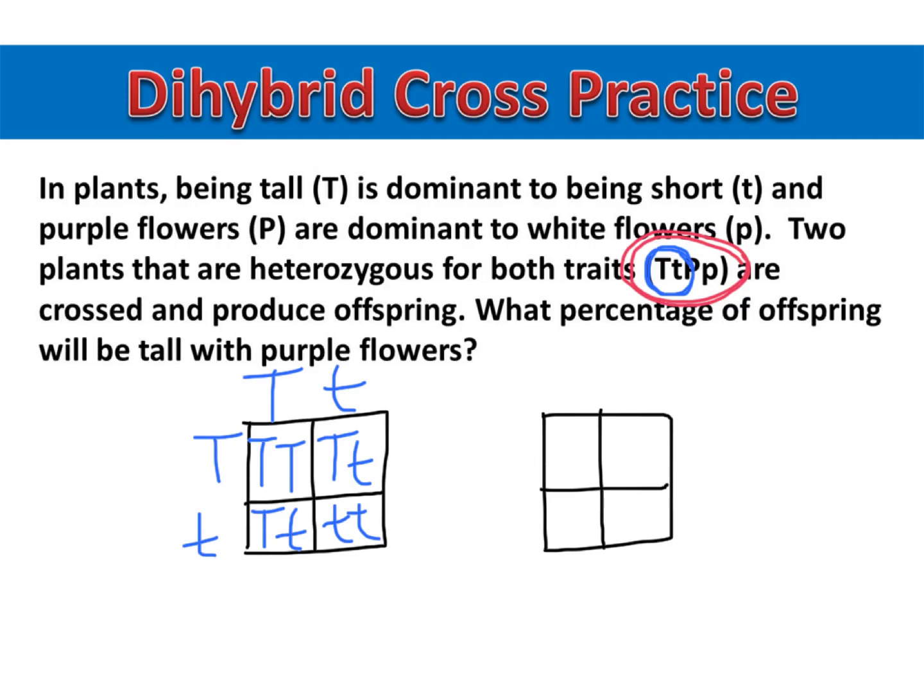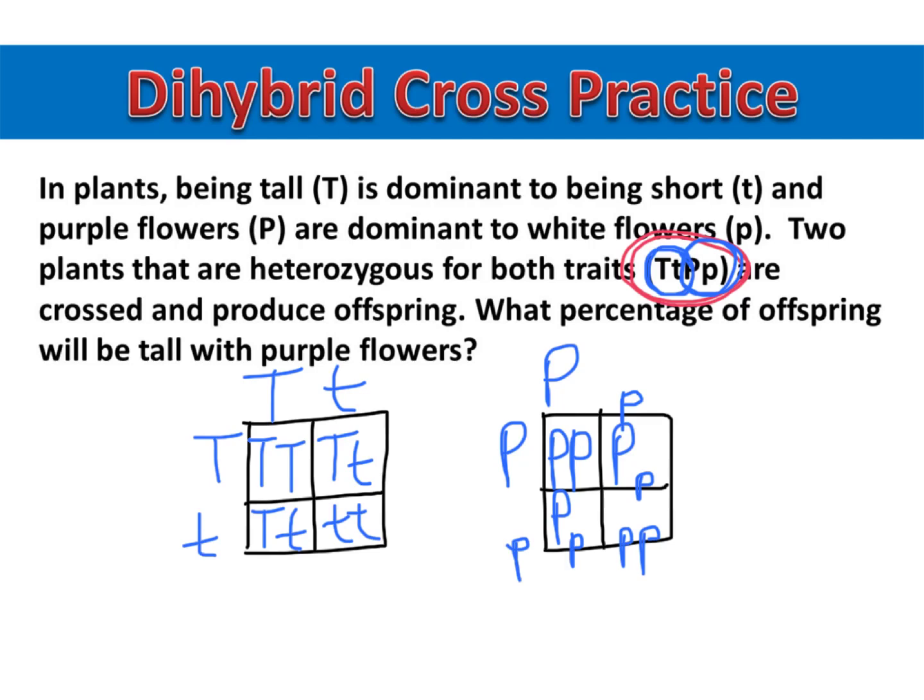My second Punnett square is about flower color, and they're both heterozygous for flower color, so one heterozygote across the top and one down the side. And fill that in. And now I'm ready to answer my question. They want to know what percentage of offspring will be tall with purple flowers.